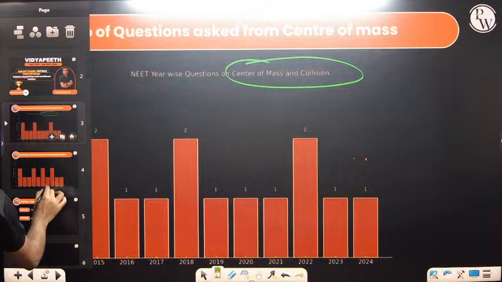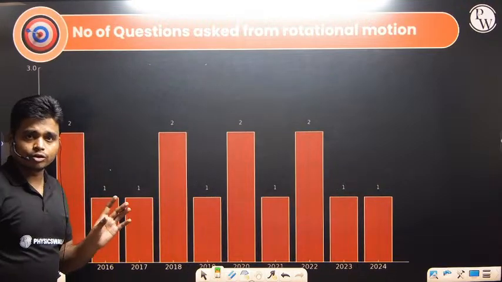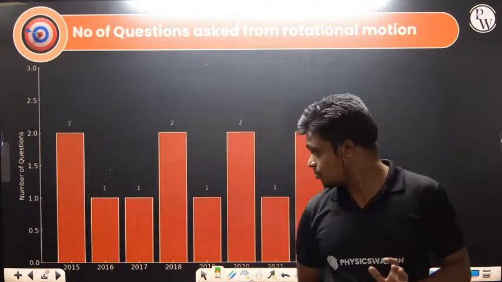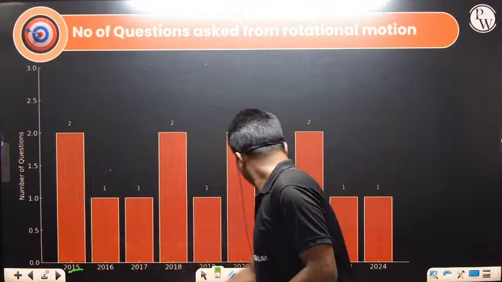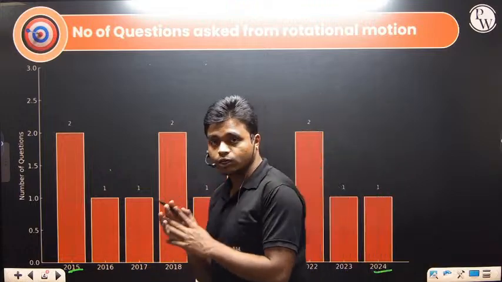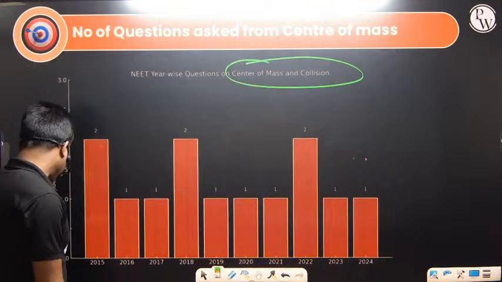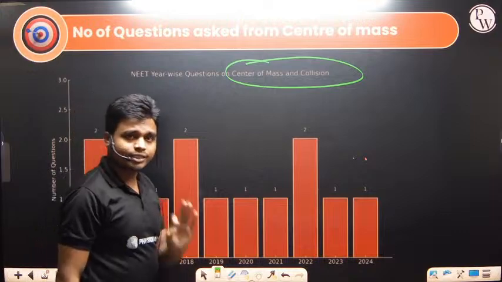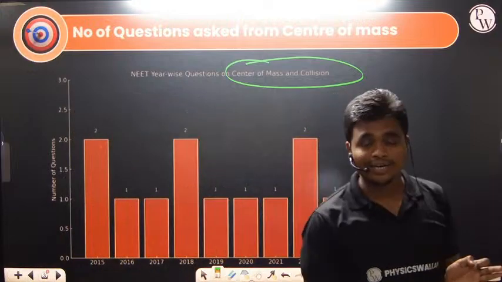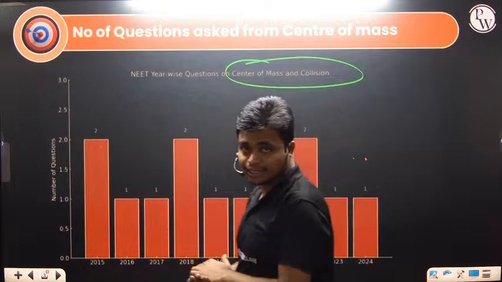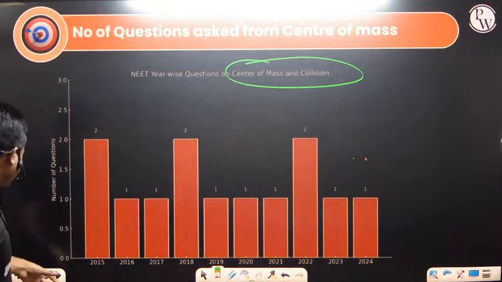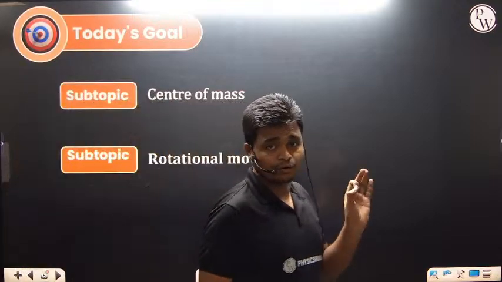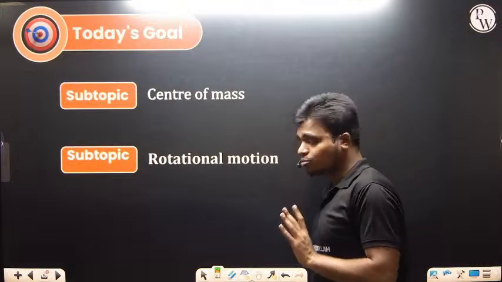Second, if we talk about rotational motion, how many questions are they asking? Again, two questions per year, if you compare 2015 to 2024. We are expecting two questions from rotational motion as well as one or two questions from center of mass and collision. Overall, this is a little bit bigger chapter for NEET, and we are expecting approximately 3 to 4 questions this year as well. So let's begin today's revision class: first center of mass and collision, second rotational motion.